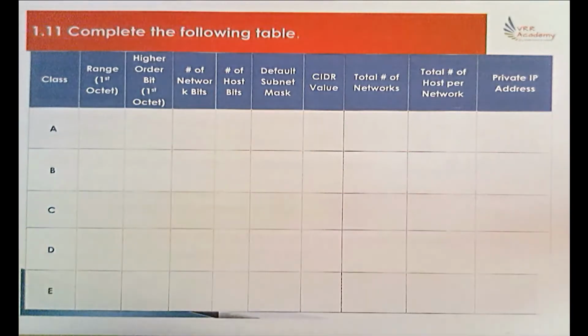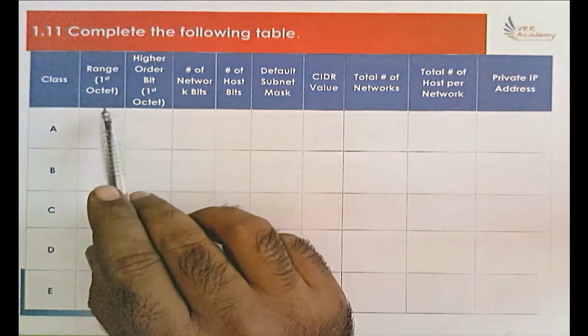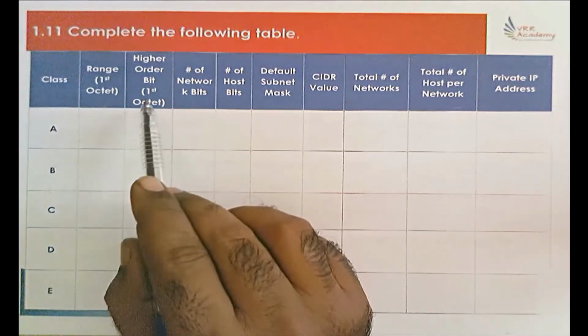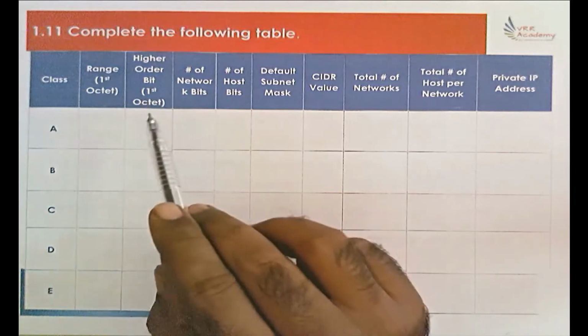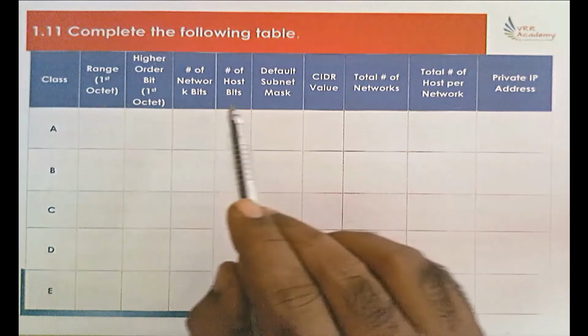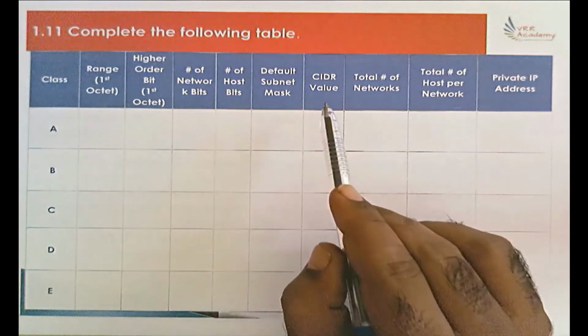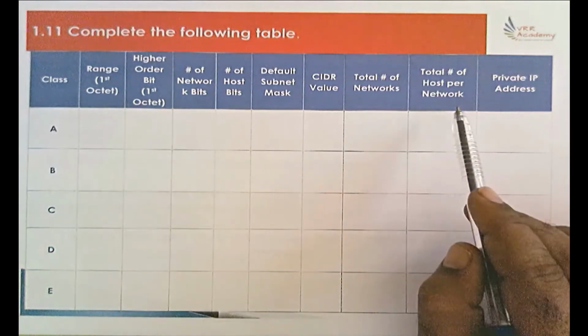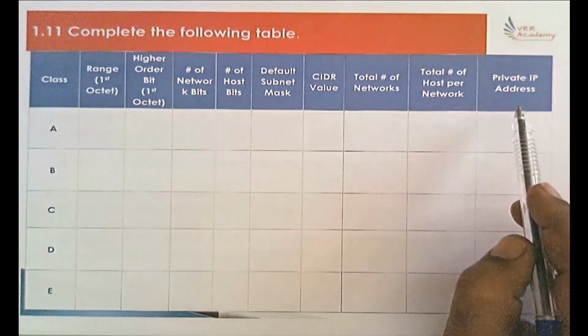For every class we have to fill the columns given here. For example, the first one is the range. What is the range of every class? We have to write it. Then the higher order bit in the first octet, the number of network bits, number of host bits, default subnet mask, CIDR value, total number of networks, total number of hosts per network and private IP address.